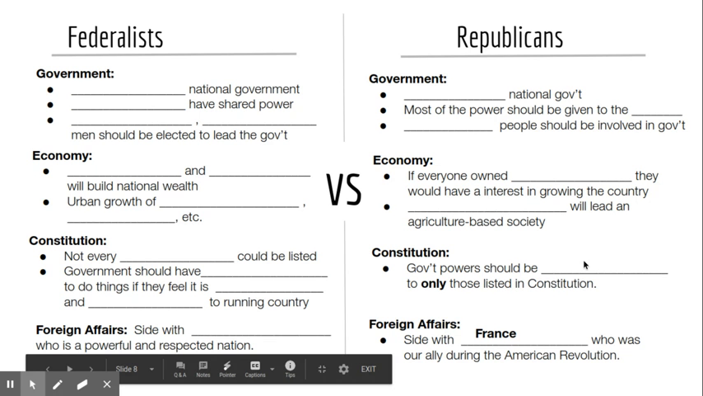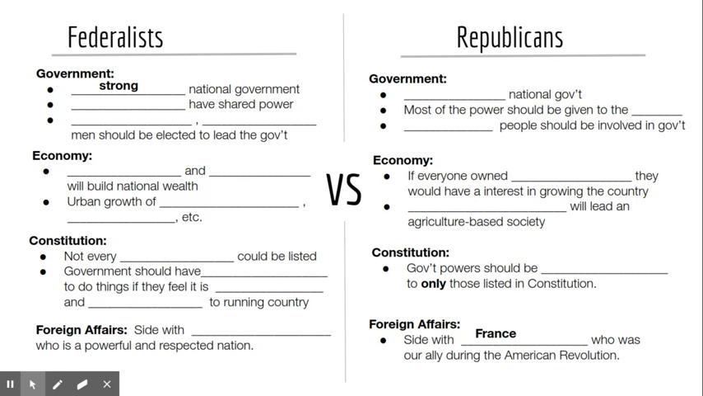Okay. First things first, Federalists believed in a strong national government, meaning that the national government should be very strong, have a lot of power, and be able to make decisions. Democratic Republicans believed in limited national government, which means that the national government doesn't have as much power and that the power should be more involved with the states. And we'll talk about that in just a second.